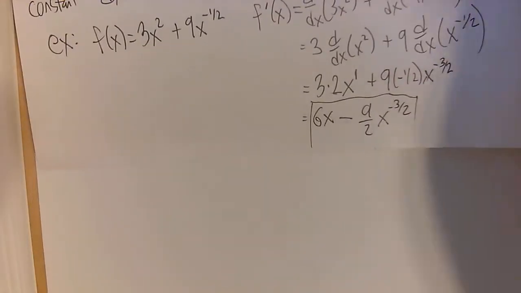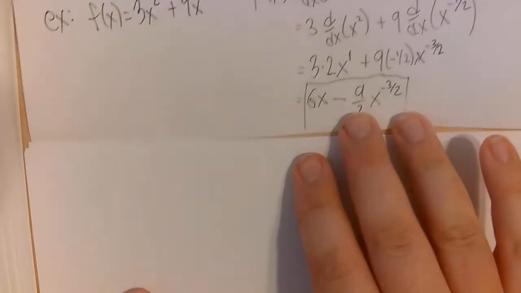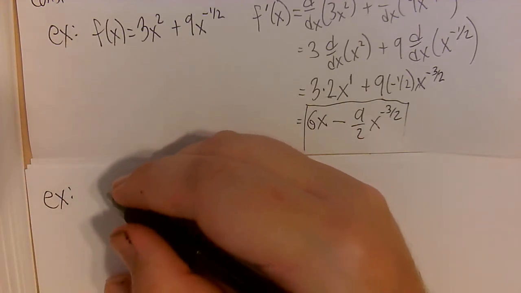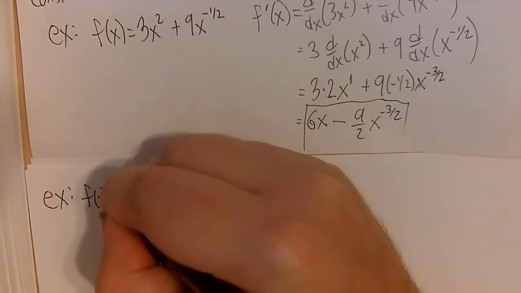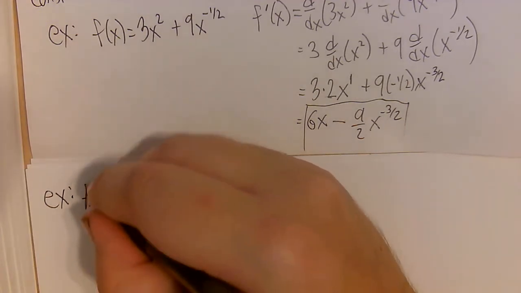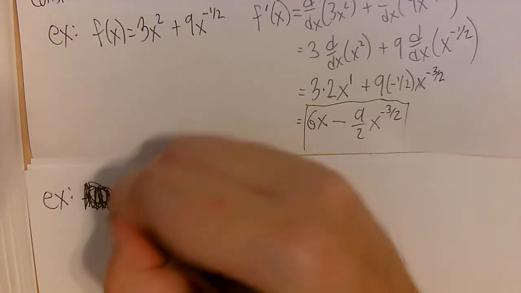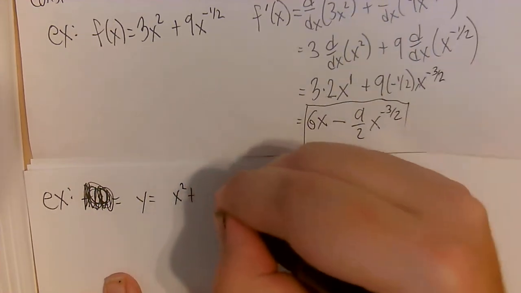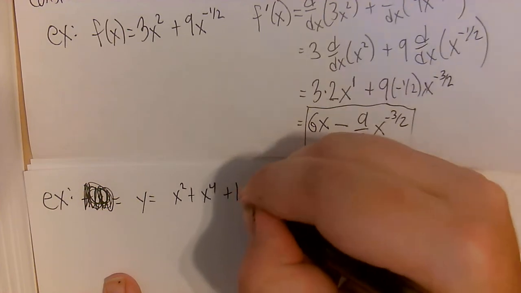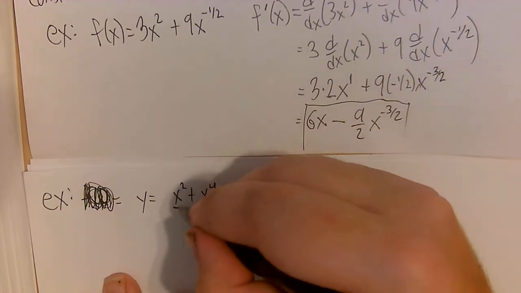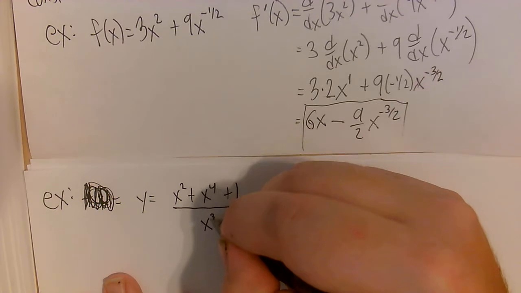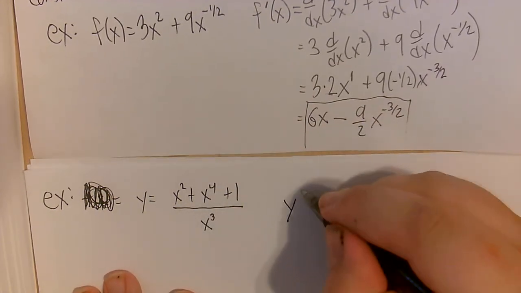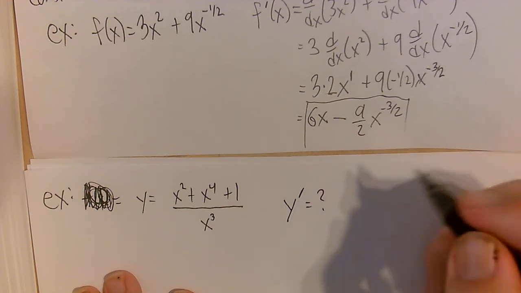All right, let's take a look at another example here. This one will be a bit different. So here's another example. Let's say that f of x is, well, why don't I use different notation to give you guys exposure to other notation. Well, let's say we have y is x squared plus x to the 4th plus 1 all divided by x cubed. Okay, so let's see if we can find out what y prime is going to be.